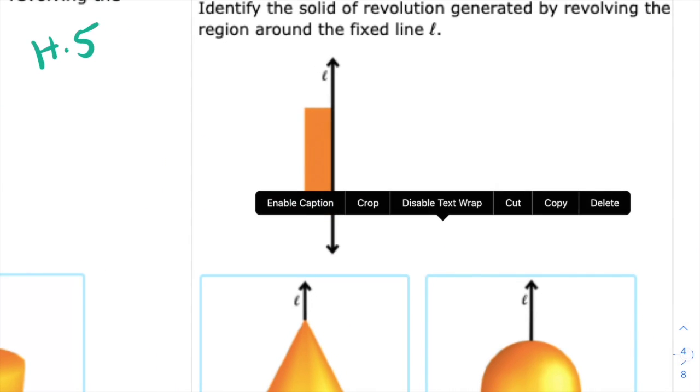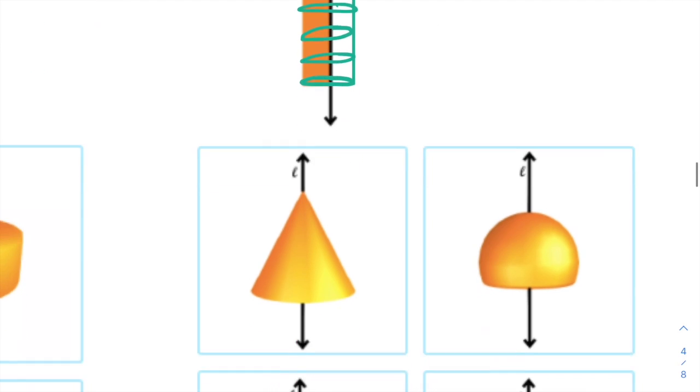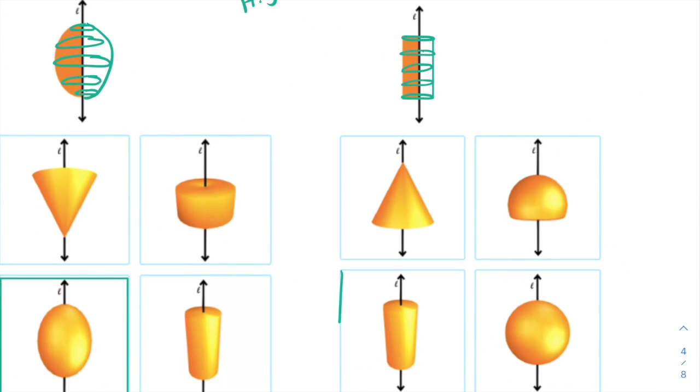So think about this: this will stay really close. Whoops. This will stay really close, but think about all of this, right? That's going to spin just as far. That will spin just as far. That will spin just as far. And that will spin just as far. And all of a sudden you have a cylinder. These will all spin just as far for all of these. So cylinder is this one right here.